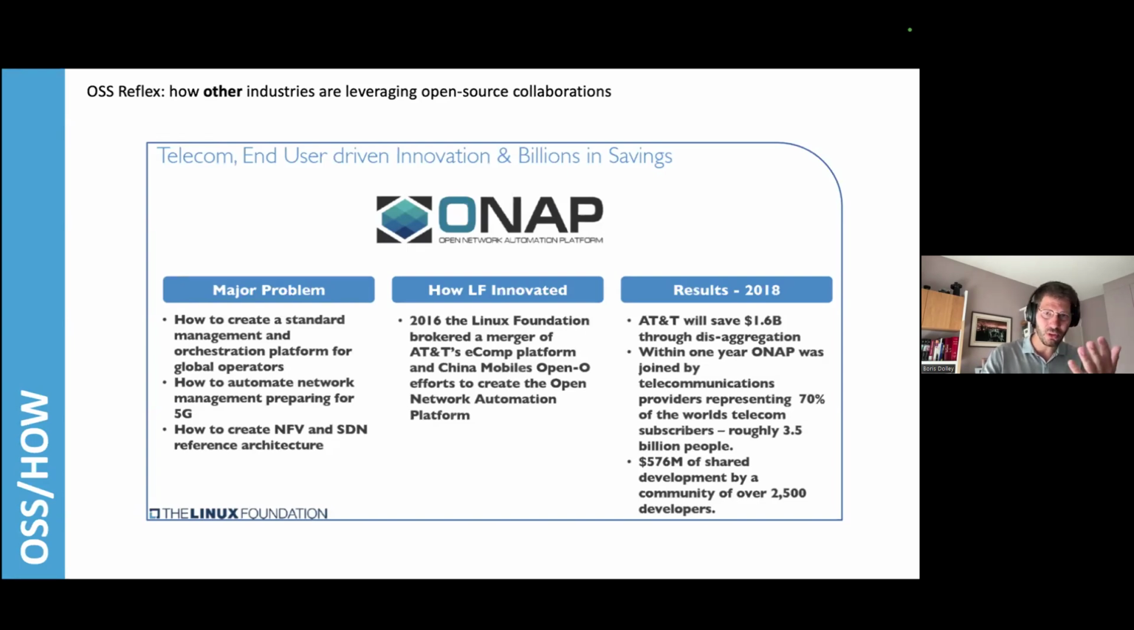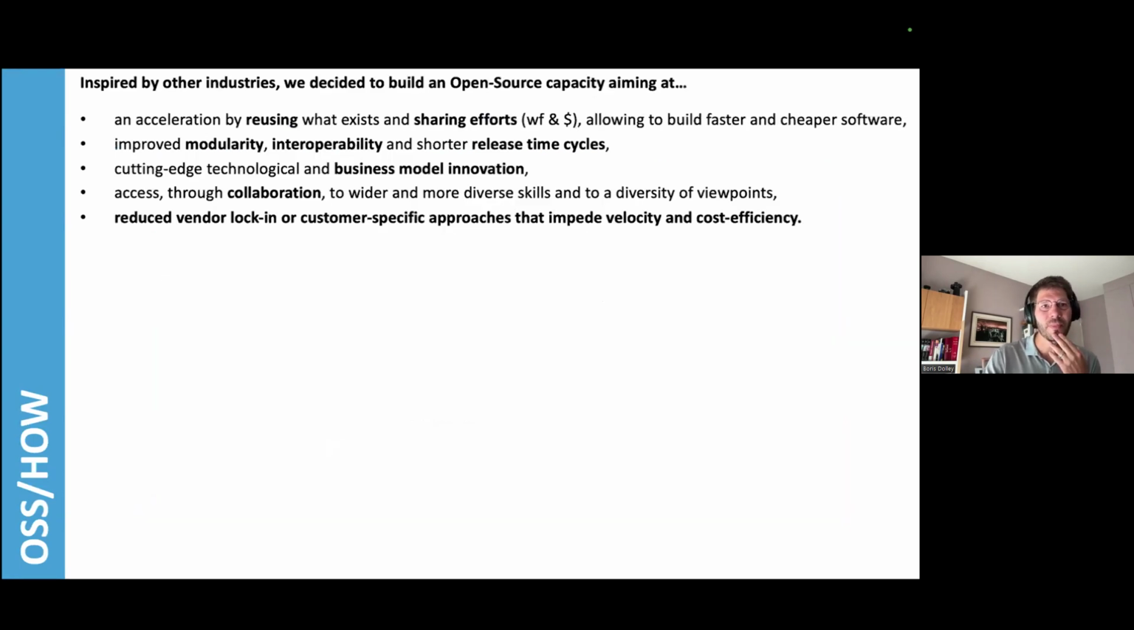So we have the description, you have the figure, and maybe you know the story. We were inspired by these other industries. And of course, it was obvious for us that reuse is obvious, sharing effort is obvious, both from a workforce perspective, but also from a financial perspective. And everyone is really sensitive to that. When you speak to the executive level, it's kind of obvious.